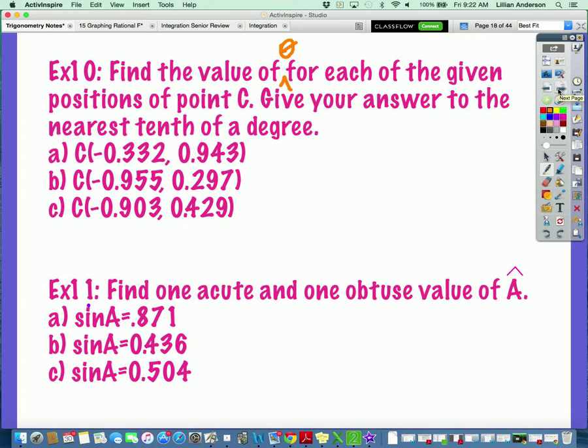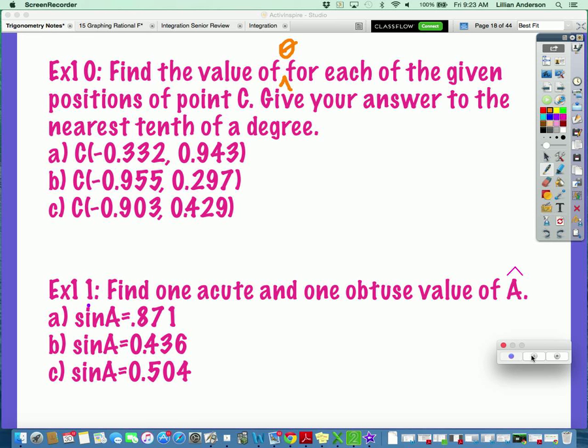Okay? So we're going to look at these examples here, examples 10 and 11. We're going to find the value of theta for each of the given positions of point C. We're going to give your answer to the nearest tenth of a degree, and we're going to find one acute and one obtuse value of A. For these examples, you might want to go back to your regular notes, because after this we're going to be back to regular sheets of paper. Okay?